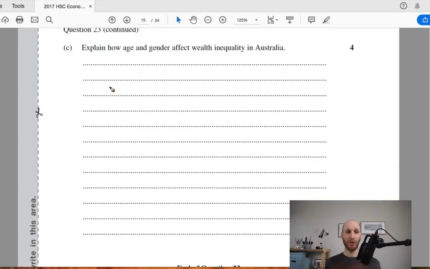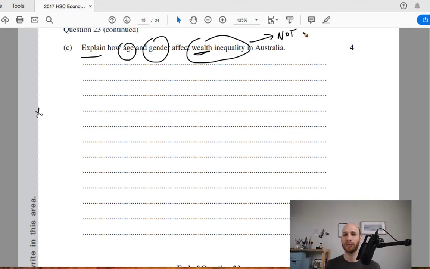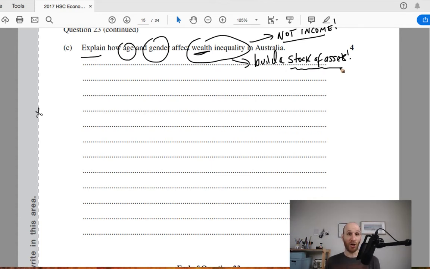Okay, here we are at question 23, part C. Explain how age and gender affect wealth inequality in Australia. So it's very specific about wealth inequality. So this is a very important distinction because this means what they're looking for is how these variables affect the ability to build wealth. So our focus needs to be on this. So let's tackle each of these in turn. Why don't we start with age?